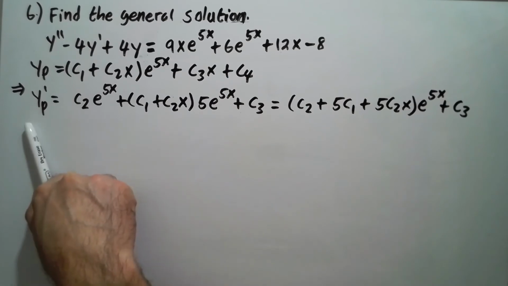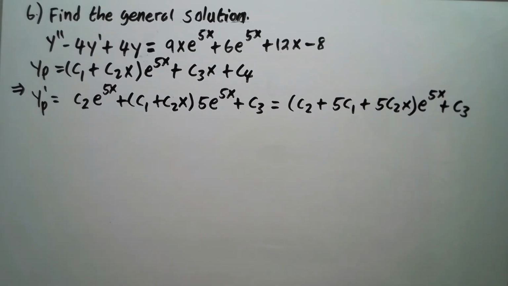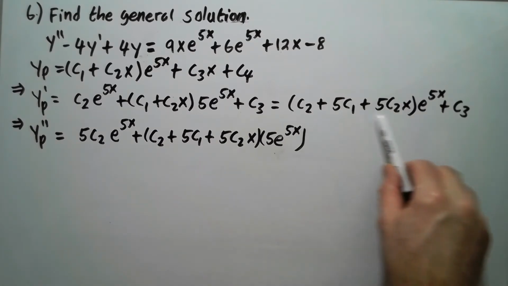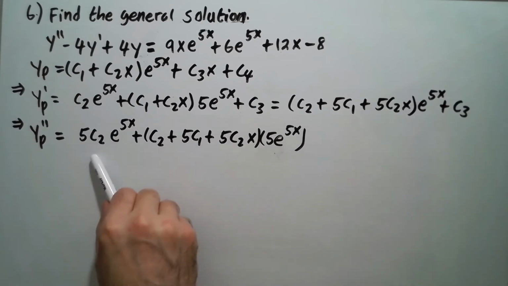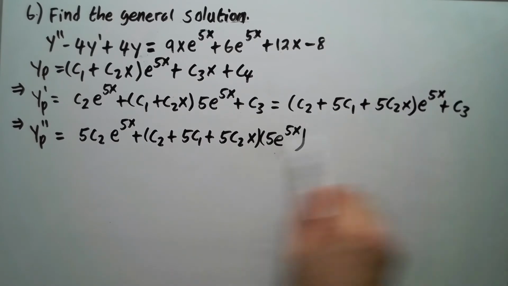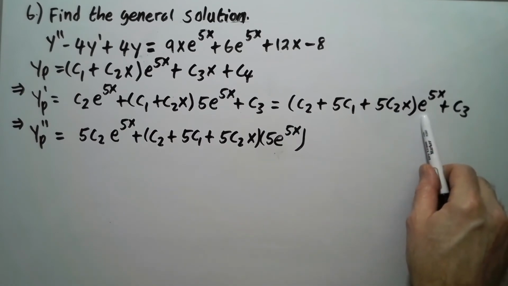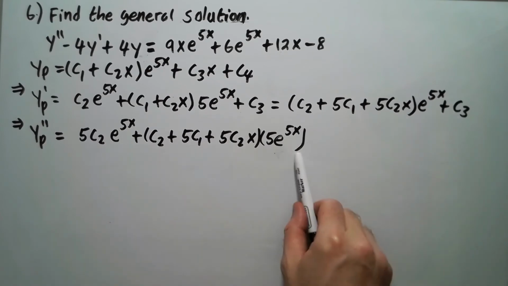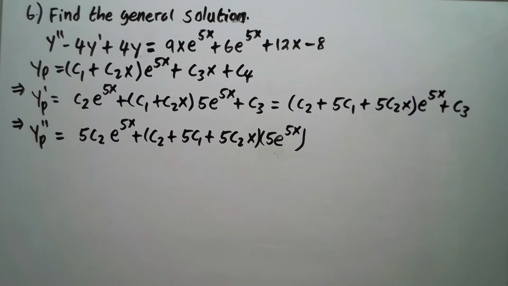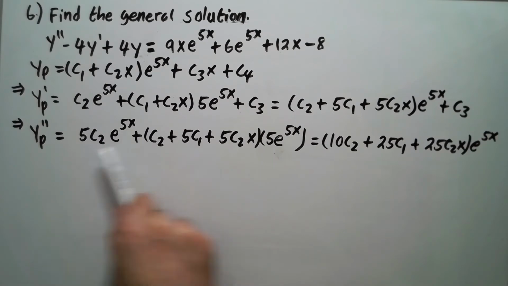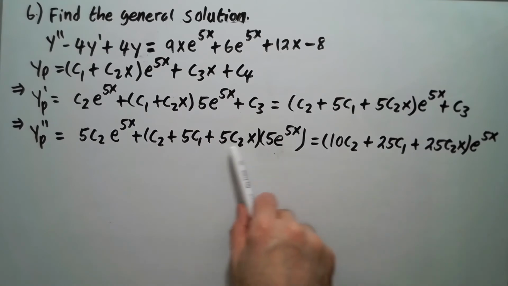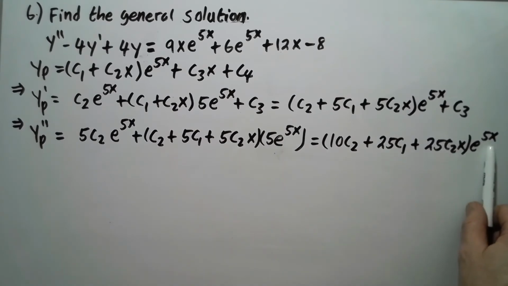So my yp double prime will be then, okay, so yp double prime, product rule on this, so derivative of this guy would just be 5c2, times my e to the 5x, then this guy, written here, derivative of the e would be itself times derivative of 5x, which would be 5, derivative of c3 would be gone. Then let's pull the e out here and combine things. So doing that we get then, okay, pulling the e out, we'll have 5c2, another 5c2 here, so 10c2, then we'll have 25c1, 25c2x, then all times e to the 5x.